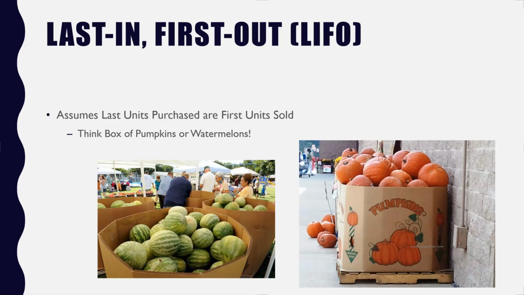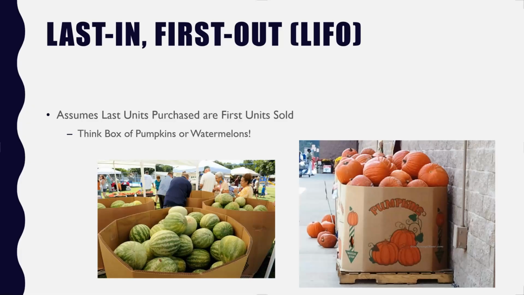The last in, first out, LIFO inventory costing method assumes that the last units purchased are the first units sold. A way to visualize this is to think of a box of pumpkins or watermelons. Sometimes in a market, you will see a box of these large fruits being displayed as pictured.